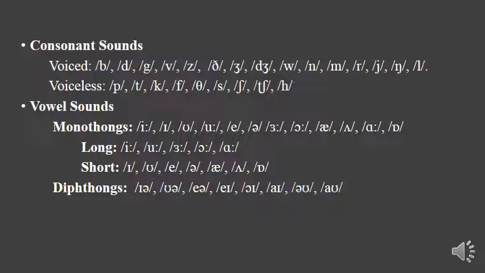In the diphthongs, we have 8 diphthongs. Diphthongs are sounds that have two vowels but are pronounced as one. In this we can see that we have the E and A sounds combined together to give the ear sound, as in here. So these are the sounds we have in the English language.